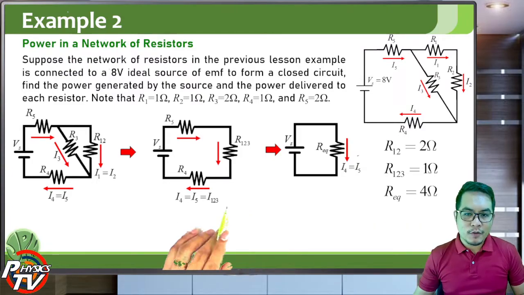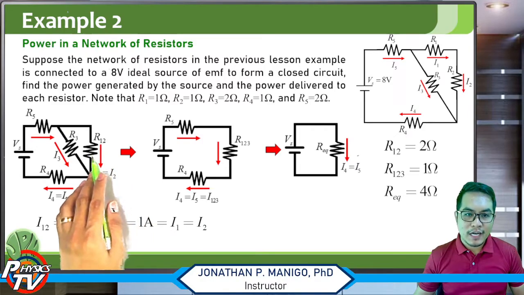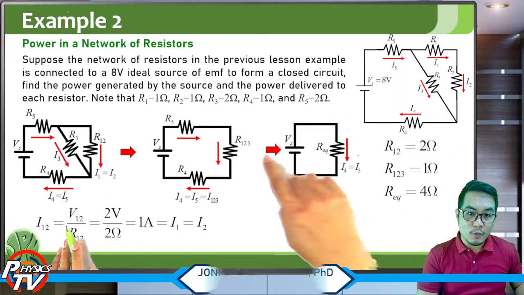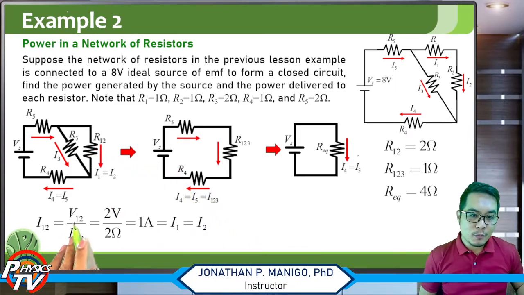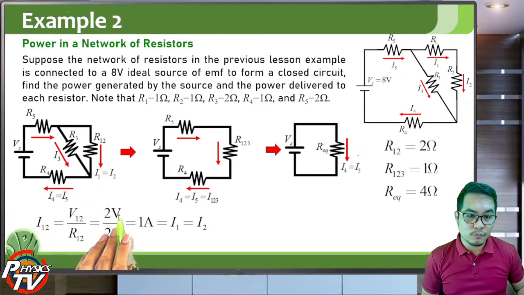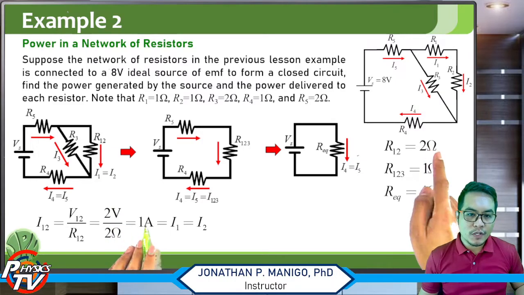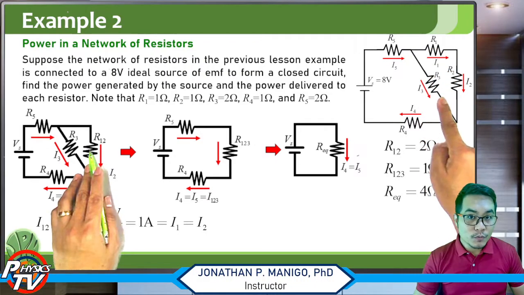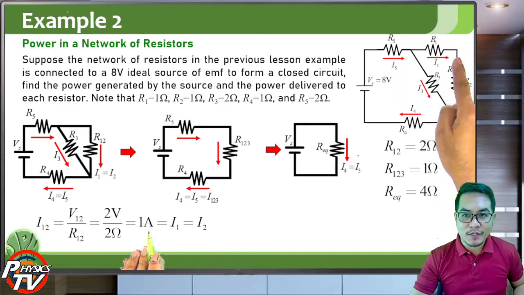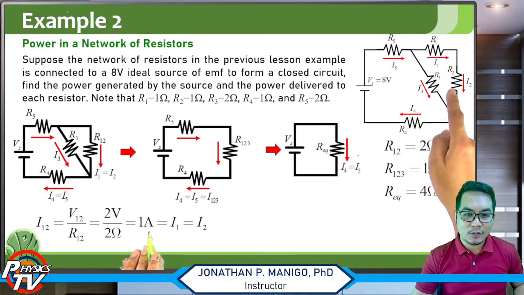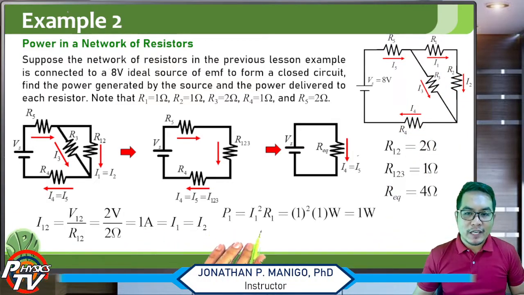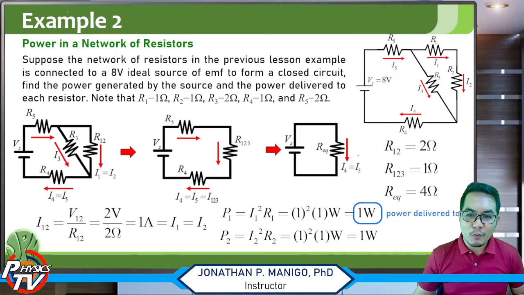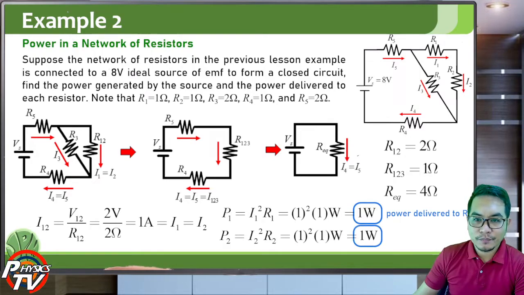Okay, so finally, for this resistor R12, which is just a series connection of R1 and R2, we can solve for the current flowing through this equivalent resistor. Since we know that the voltage of this resistor V12 is 2 volts, and its equivalent resistance is 2 ohms, the current is 1 ampere. That is the current that flows through R1 and R2. Take note, this is a series connection, so the same current flows through these two. So we can now solve for the power. Power is just I squared R, so 1 watt is delivered to R1, and another 1 watt is delivered to resistor R2.